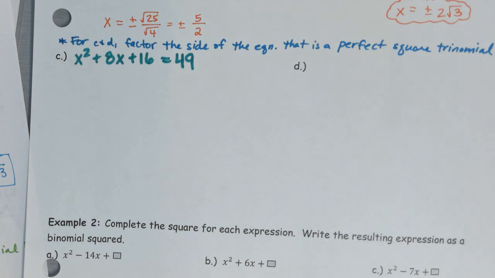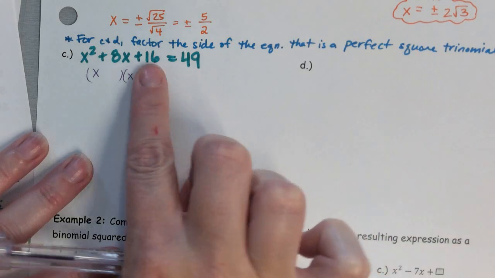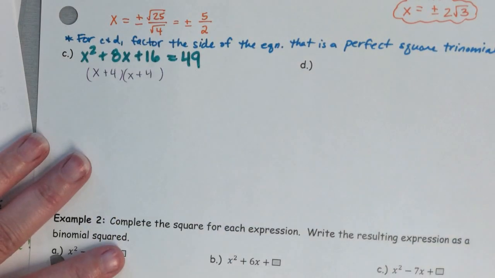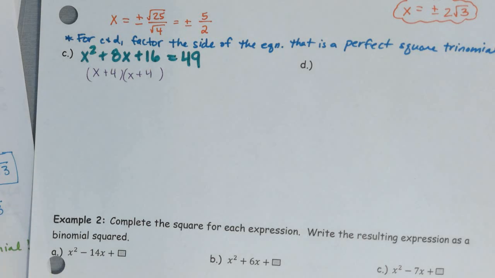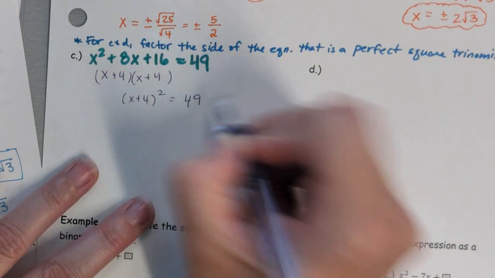So x squared plus 8x plus 16. When you're factoring, you're asking yourself what multiplies to 16 and what adds to 8. So you can set up your parentheses just like we were doing with the factoring. X times x, what multiplies to 16 but adds to 8, positive 4 and positive 4. And then do you remember how we write that as a perfect square trinomial pattern? X plus 4 squared equals 49.